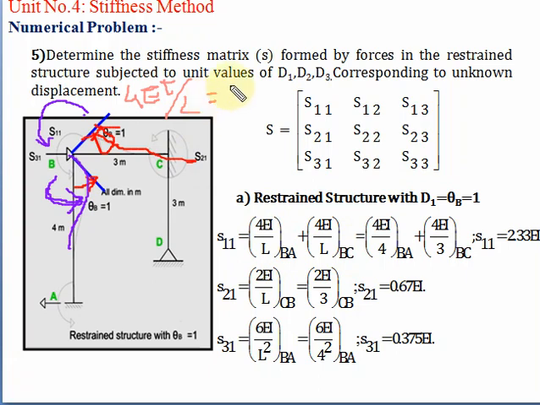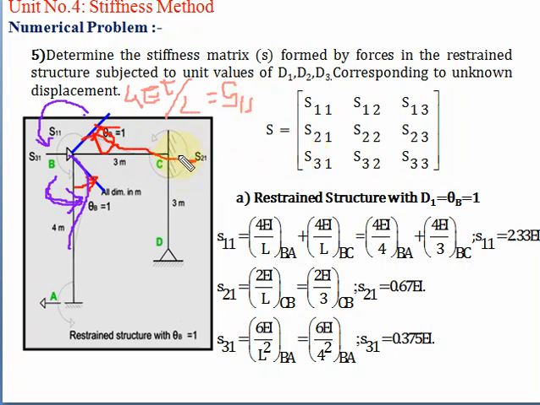Here this number is very, very important. Now we know that we are writing S. Where the unit rotation is applied at theta B, theta B is our first unknown, so I will write down here 1. Where the unit rotation is applied at theta B, that is our unknown number first. Is that clear now?